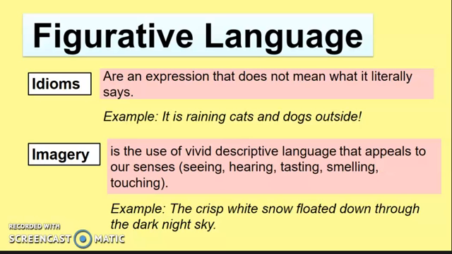Next is imagery. It is the use of vivid descriptive language that appeals to our senses. What are those? We have seeing, hearing, tasting, smelling, and touching. Now, these words, vivid and descriptive language, are used to create pictures or images in the reader's mind. For example, the crisp white snow floated down through the dark night sky. With this example, you can already picture what this particular statement makes appear in our mind. Probably it touches our sense of seeing, and so on.